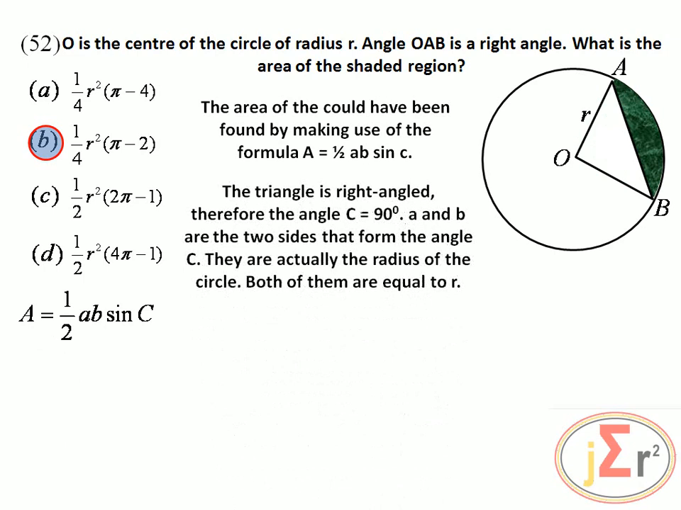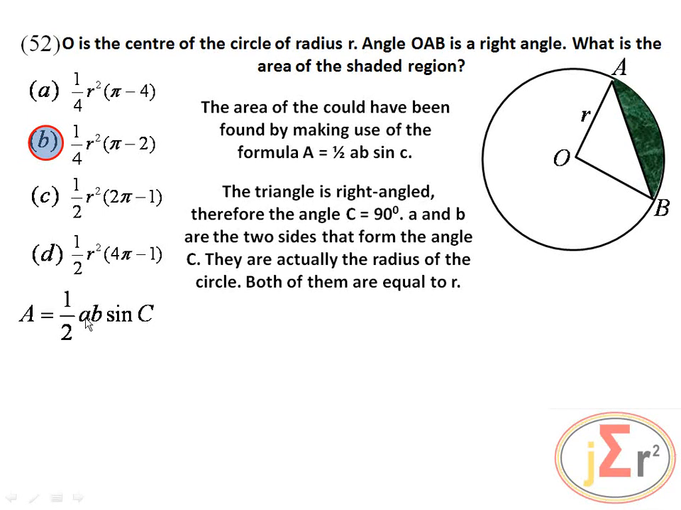The triangle is right angled. Therefore, the angle C is equal to 90 degrees. a and b are the 2 sides that form the angle C. They are actually the radius of the circle. Both of them are equal to R. So, half ab sine C, what does that mean? Half the product of 2 sides of a triangle multiplied by the sine of the angle that the 2 sides form. That is, the sine of the angle that these 2 sides form.